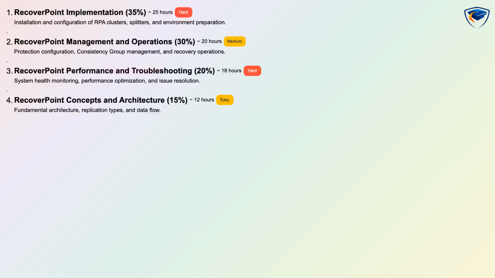The Dell RecoverPoint Specialist for Implementation Engineers Exam is divided into 4 key domains, with RecoverPoint implementation making up 35% of the exam, RecoverPoint management and operations making up 30%, RecoverPoint performance and troubleshooting making up 20%, and RecoverPoint concepts and architecture making up the final 15%.